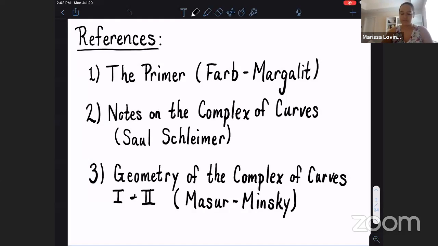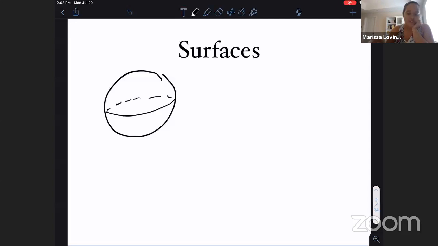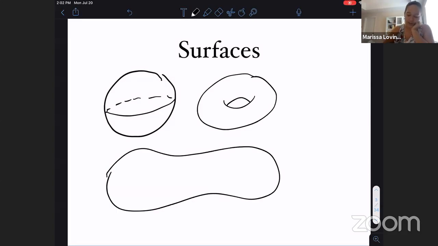Okay, so just to get us started, what is the main topological object that I study? Well, it's just surfaces. Of course we have our familiar sphere. We have our lovely donut. We have surfaces of higher genus. These holes are what I call the genus of my surface. And of course, we can think of things with boundaries or punctures.